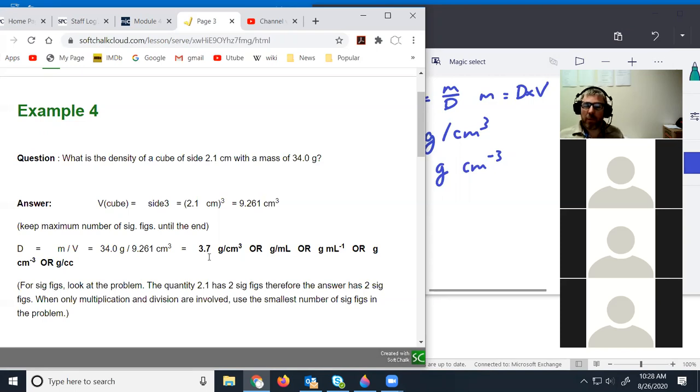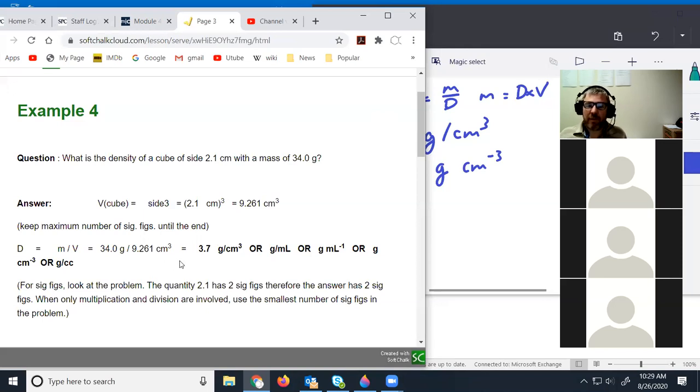Obviously, there are many more figures than that in a calculator. Let's have a look at what it would have been. 34 divided by 9.261. Sorry, let me try that again. There we go. It comes out to be 3.6713097994. That's how it looks in the calculator. I shorten that to 2 sig figs because in the problem, my least accurate number has 2 sig figs.